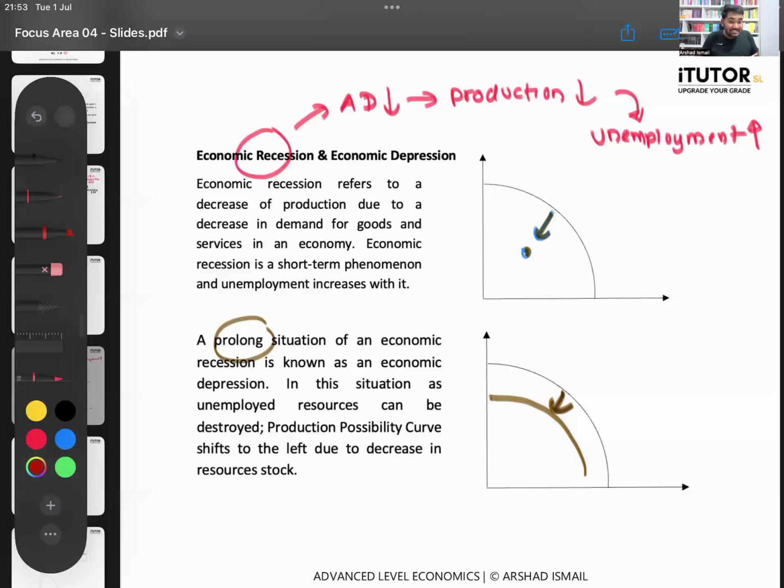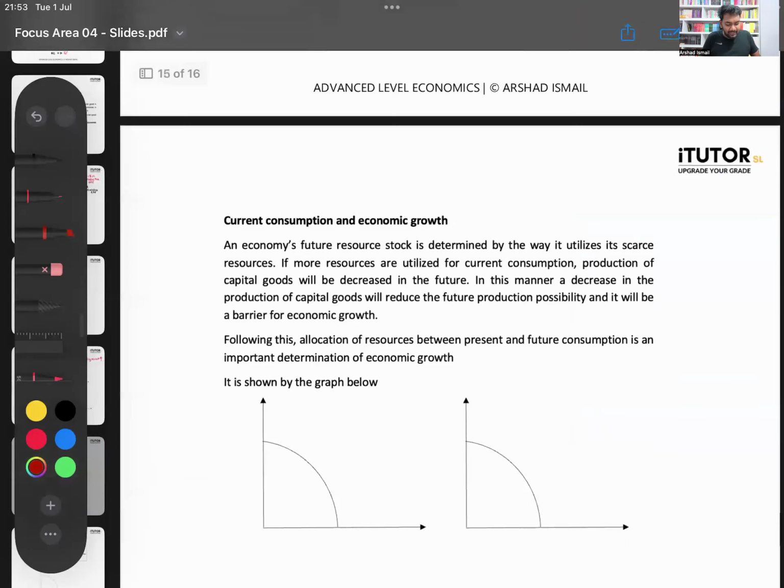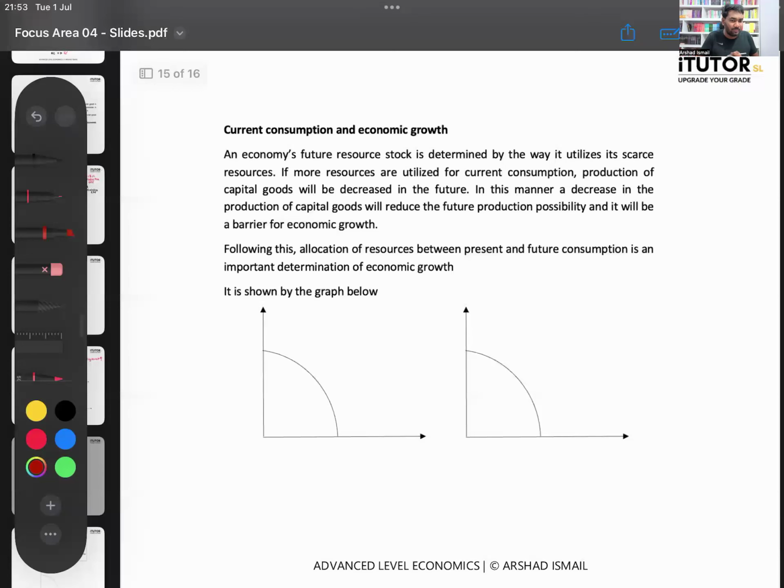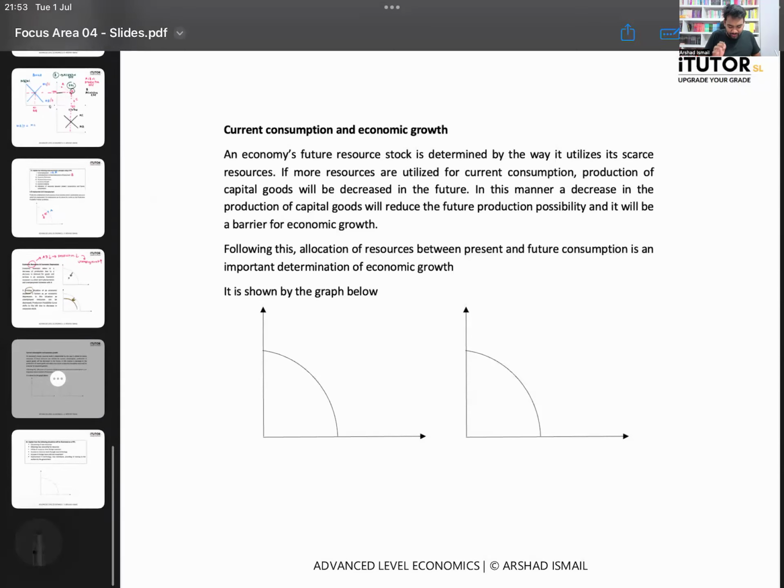Right. So depression, yes, is a shift in your PPC. Fine. Next, current consumption and economic growth. That's again something that I want you all to know. Now, broadly, a country can produce 2 types of goods. Can you tell me what the 2 types of goods a country can produce are? Overall, broadly, what can you produce?